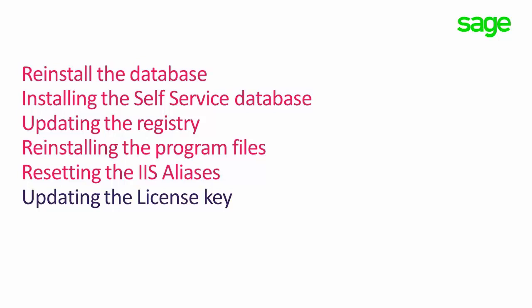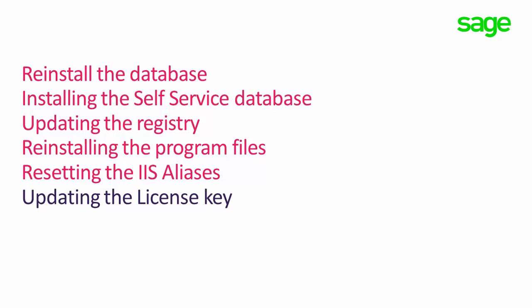But then again, you might need to install the self-service database, and you might need to do this on a second or third phase of a project. You might need to update the registry, and this is typically done after restoring a backup or a machine, or putting onto a machine that has had different instances of Sage CRM installed at some time. And you might need to also reinstall the program files or reset the IIS aliases, and you might be directed to do this by the Sage CRM support team.